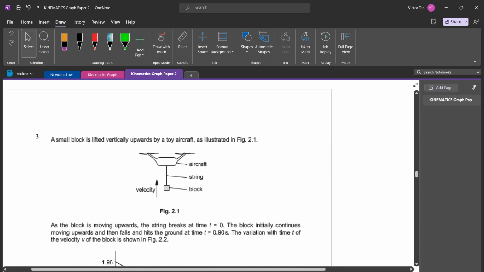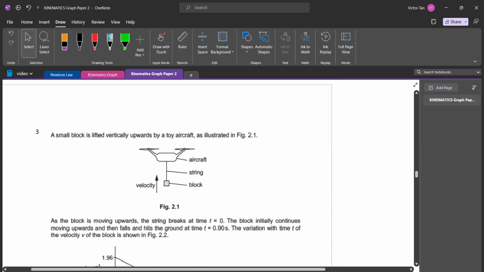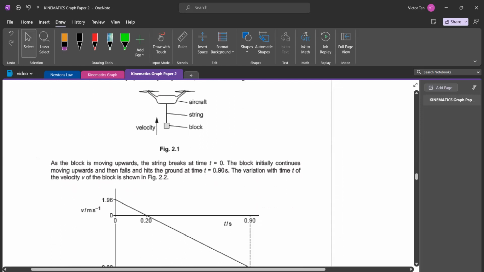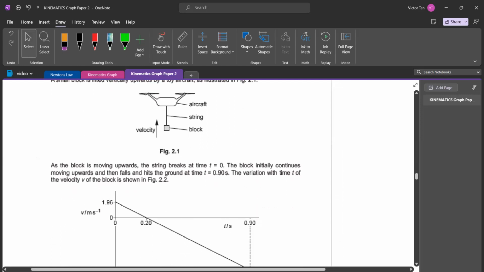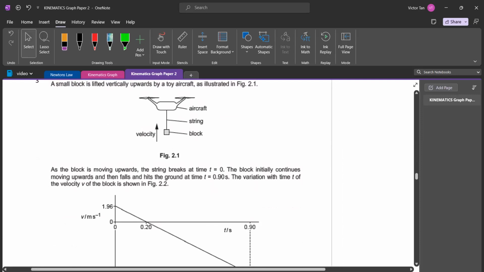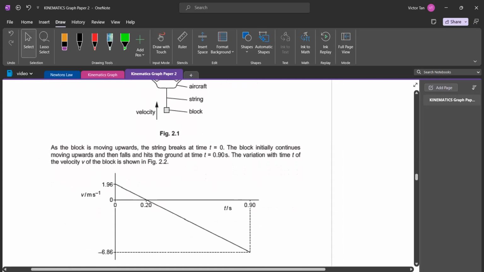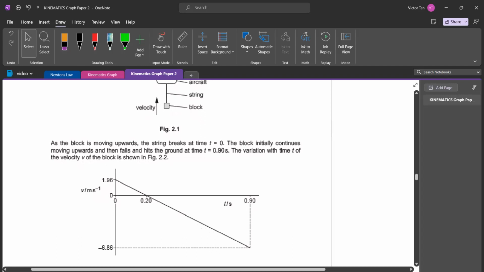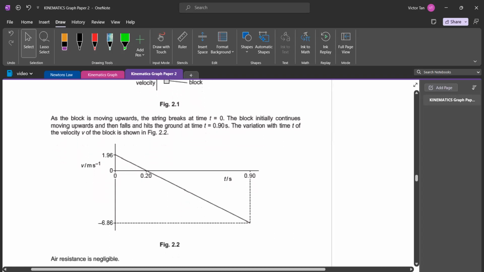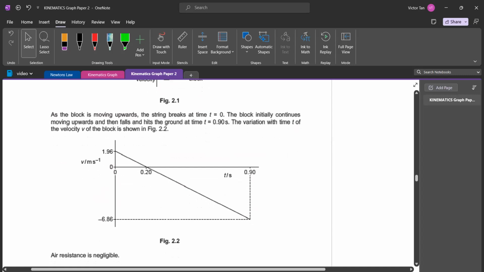A small block is lifted vertically upwards by a toy aircraft as illustrated in figure 2.1. As the block is moving upwards, the string breaks at time t equals 0. The block initially continues moving upwards and then falls and hits the ground at time t equals 0.9 seconds. The variation with time t of the velocity v of the block is shown in figure 2.2.